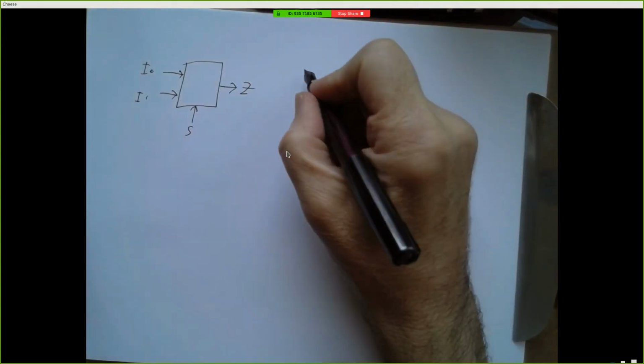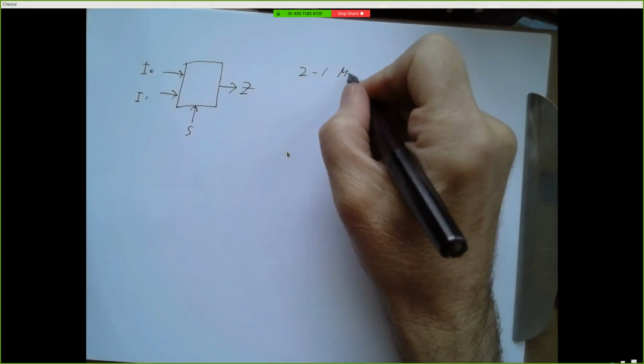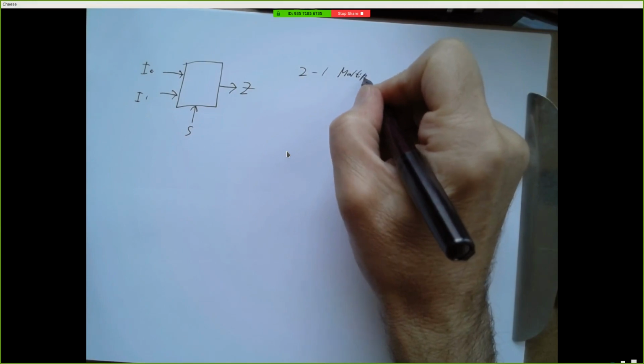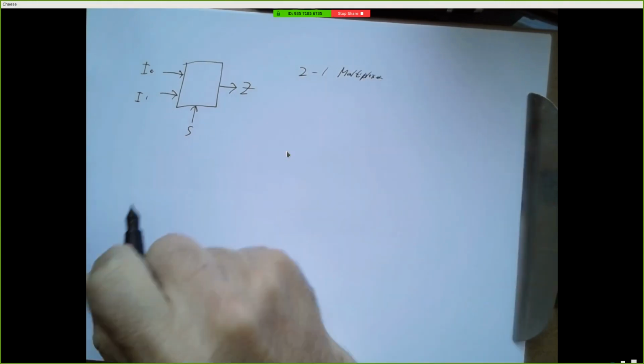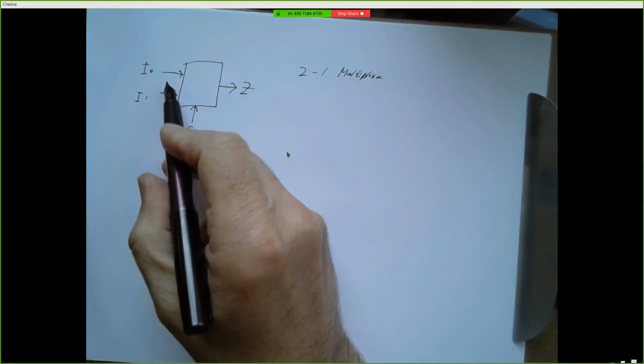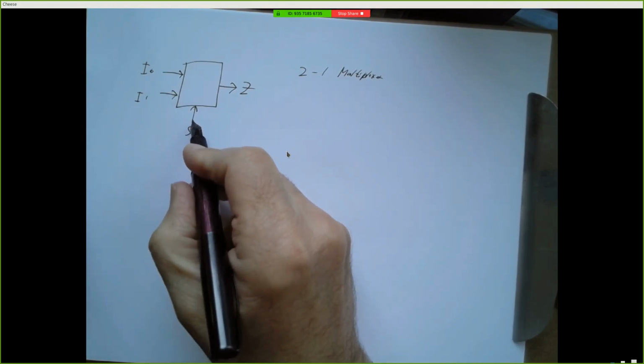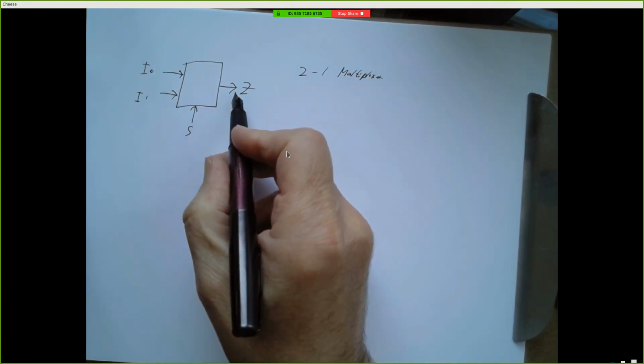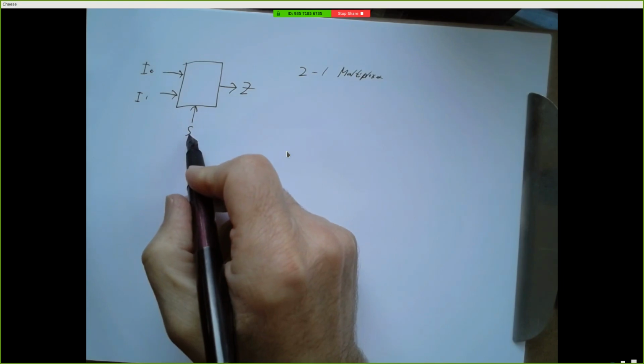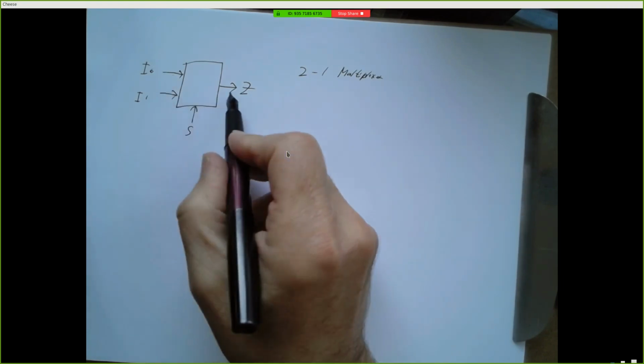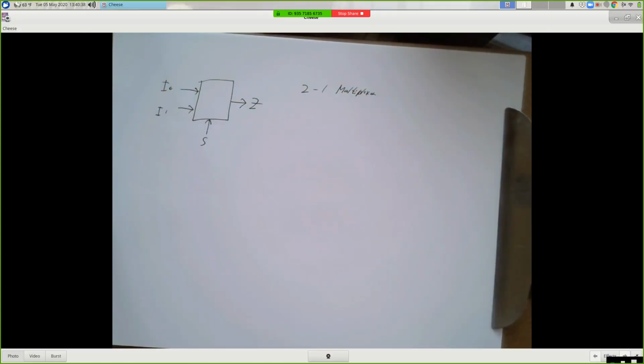This is an example of a 2-to-1 multiplexer. It has a pair of inputs, input 0 and input 1. It has a select line and it has an output. And basically the select line chooses which of these inputs should get sent to the output.